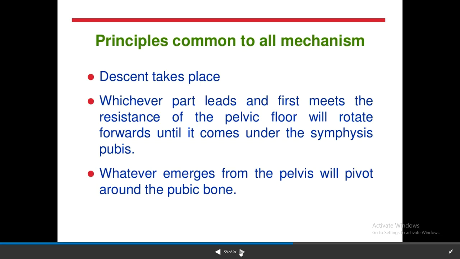Principles common to all mechanisms. Descent takes place. Whichever part leads and first meets the resistance of the pelvic floor will rotate towards until it becomes under the pubic symphysis. Whatever emerges from the pelvis will pivot around the pubic bone.